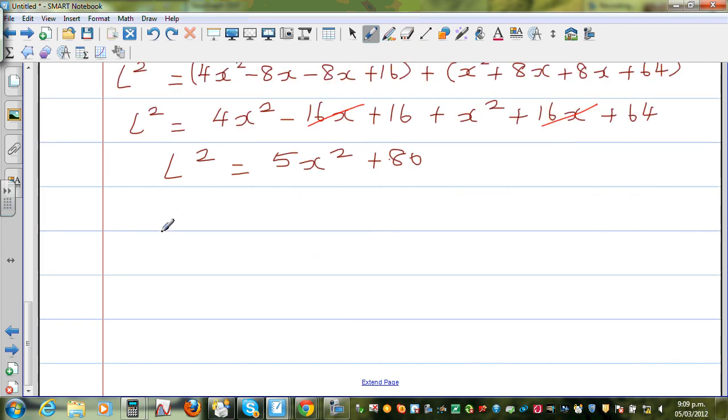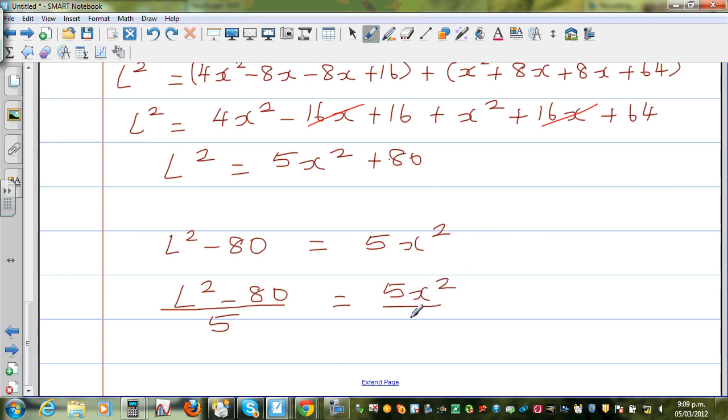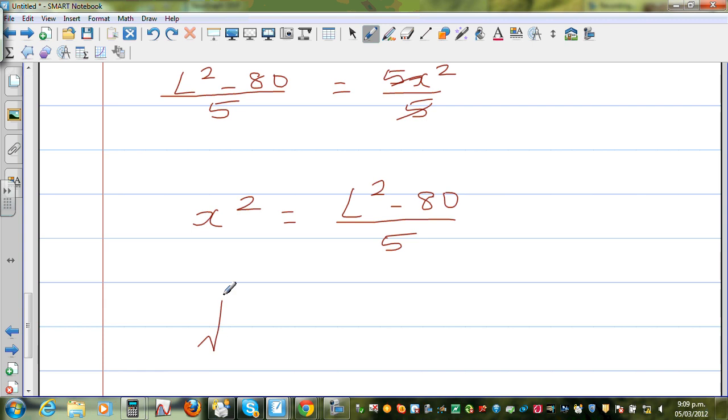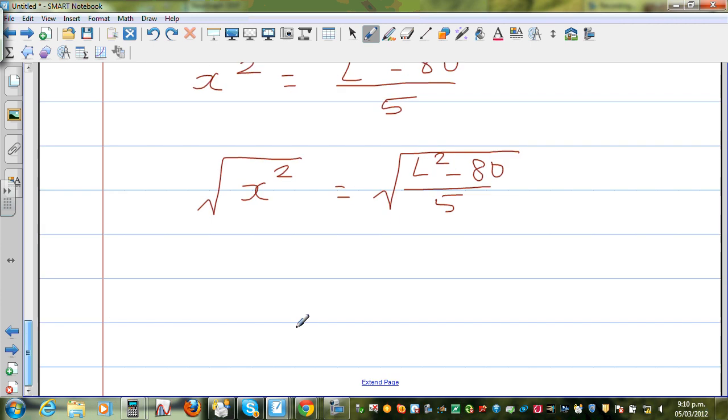I want to make x the subject, so I'm taking away 80 from both sides. L squared minus 80 is equal to 5x squared. Now I'm going to divide both sides by 5. So L squared minus 80 over 5 is equal to 5x squared over 5. The 5 and 5 get cancelled. So x squared is L squared minus 80 over 5. Then taking the square root of both sides, the square root of x squared is equal to the square root of L squared minus 80 over 5. The square root of x squared is nothing but x. So this is what we wanted to prove: x is the square root of L squared minus 80 over 5.